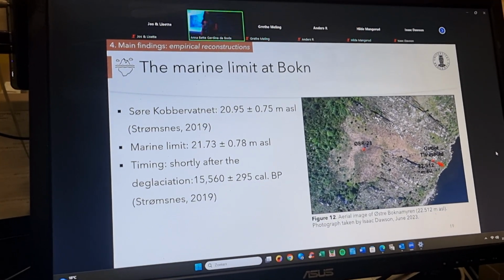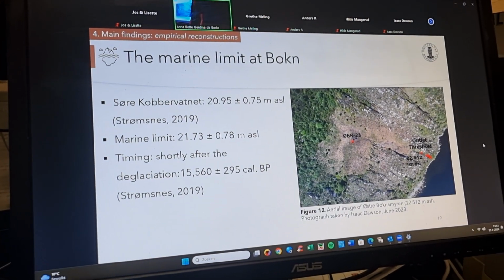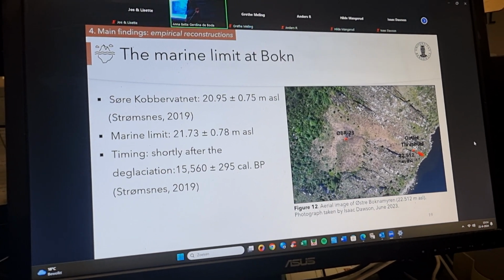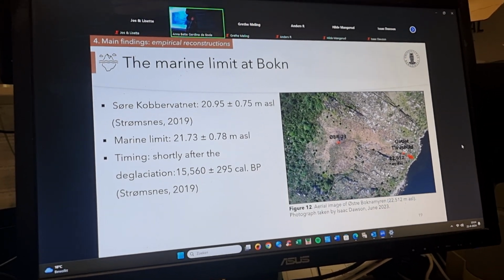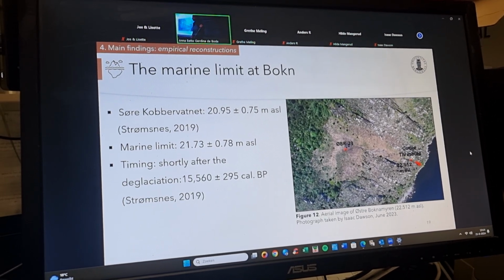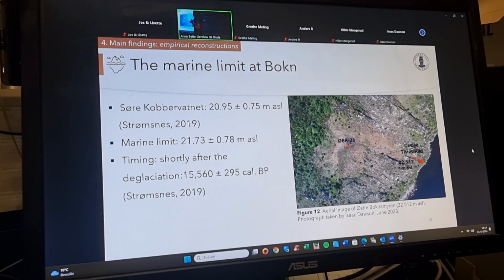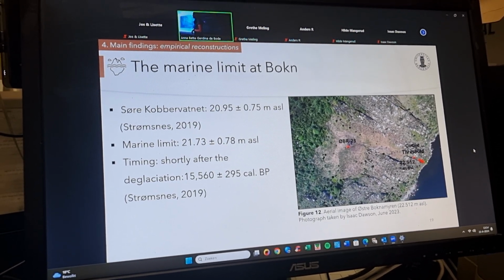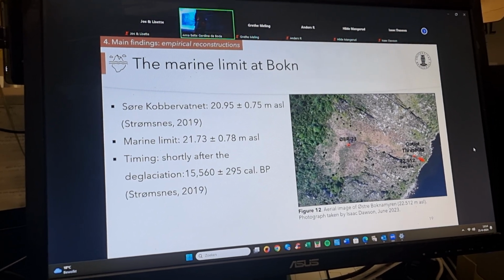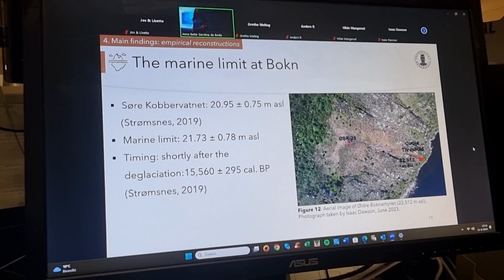And then we also saw that the timing of the marine limit was most likely shortly after the deglaciation of Buchan, which was around 15,060 years ago, according to Stumsness, which is an age that we agree with in this study.